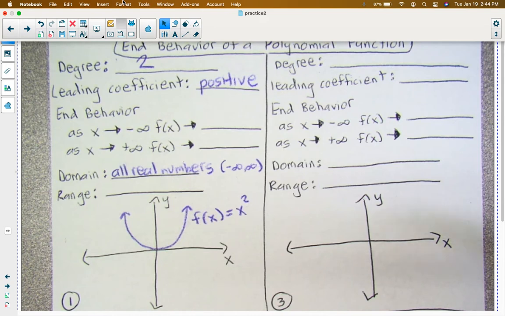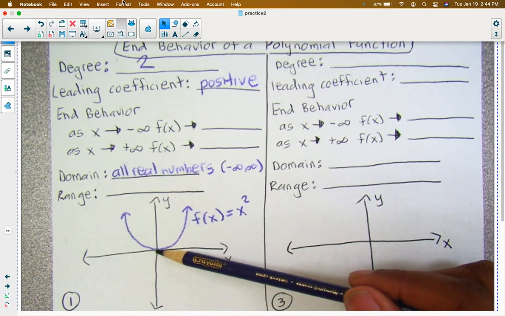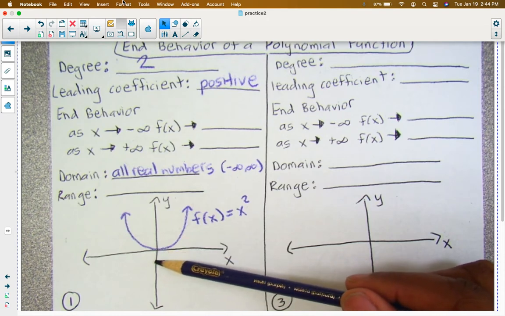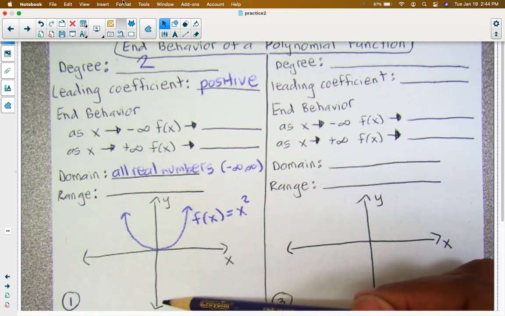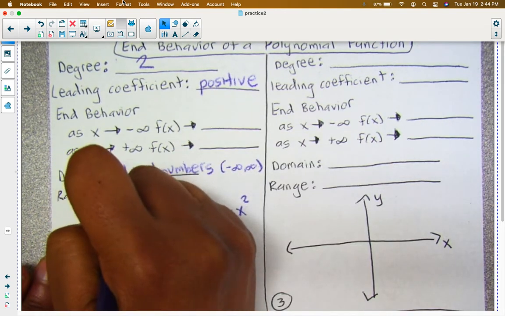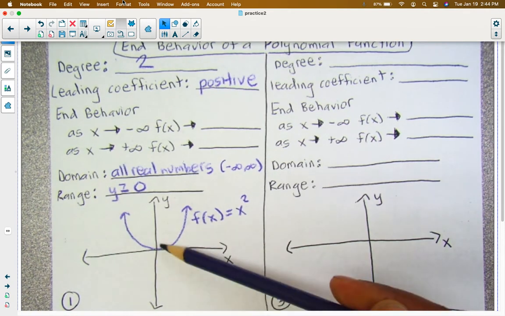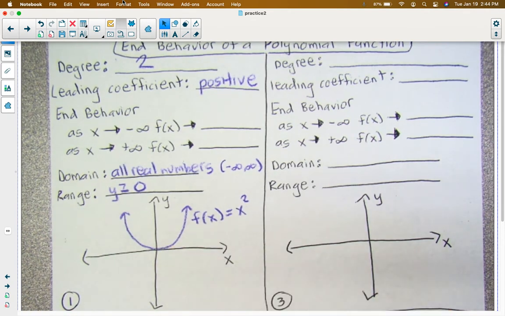Now, the range is what's happening top bottom. It's your possible y values. This parabola does not get below this point right here. It does not get into -1, -2, -3. So my range is anything greater than or equal to 0. So whatever this minimum point would be, that would be your range. So domain and range is from a couple of weeks ago. Let's talk about end behavior. End behavior is the new piece for today.